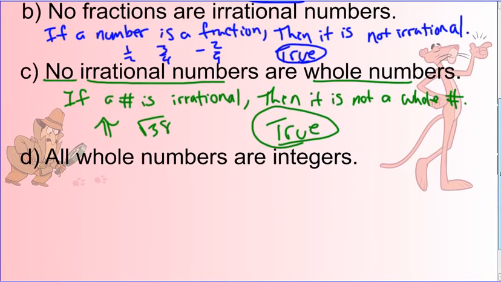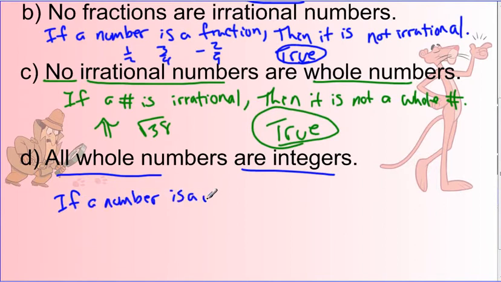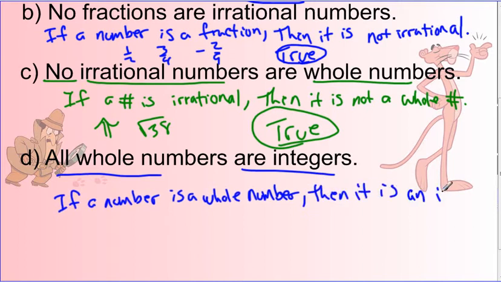Letter D. All whole numbers are integers. Okay, so if a number is this, then it is that. If a number is a whole number, then it is an integer. All right, so we wrote it out. If a number is a whole number, then it is an integer.